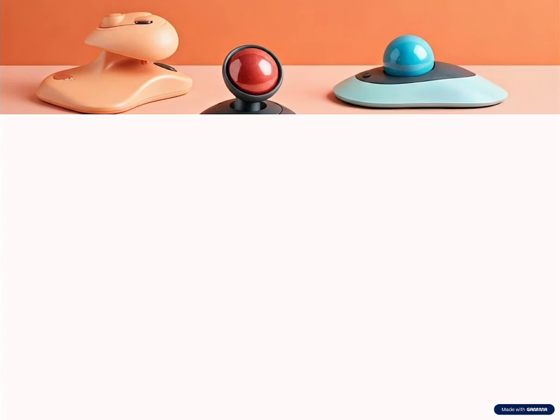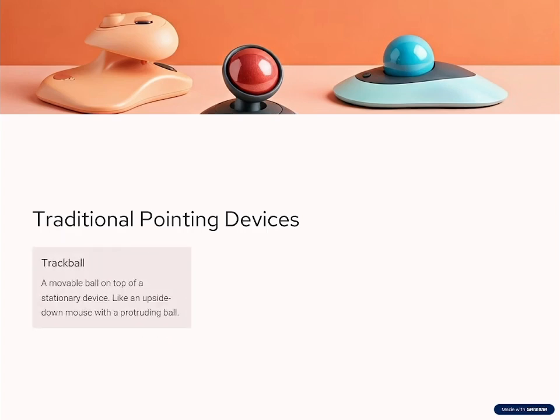If yes, then let's enjoy this. Now, we have what we call traditional pointing devices. These are the trackballs that you can see there on top, and these trackballs have a movable ball on top, so that they will help us to navigate or to move the cursor in any direction within a computer. So the trackball is a movable ball on top of a stationary device. Like an upside down mouse, it is a protruding ball.